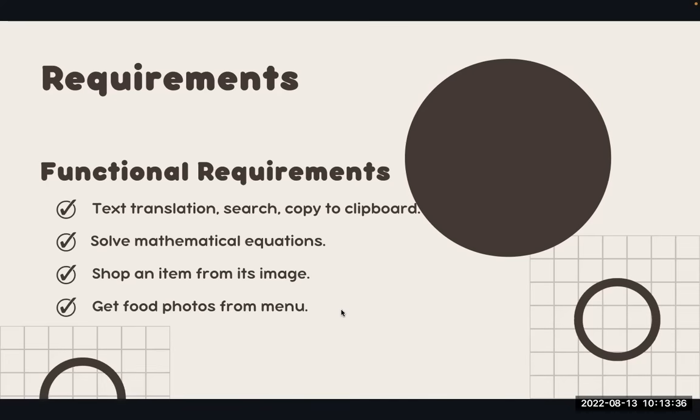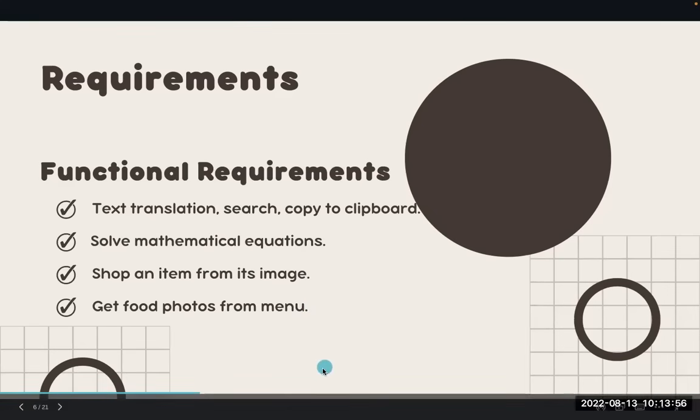So, in summary, these are all the features which are offered by Google Lens today. Translation, search, copy to clipboard, homework, which is nothing but mathematical equations, shop, which is shop an item from its image, and food, which is get food photos from text or a menu. So any questions before we proceed ahead?